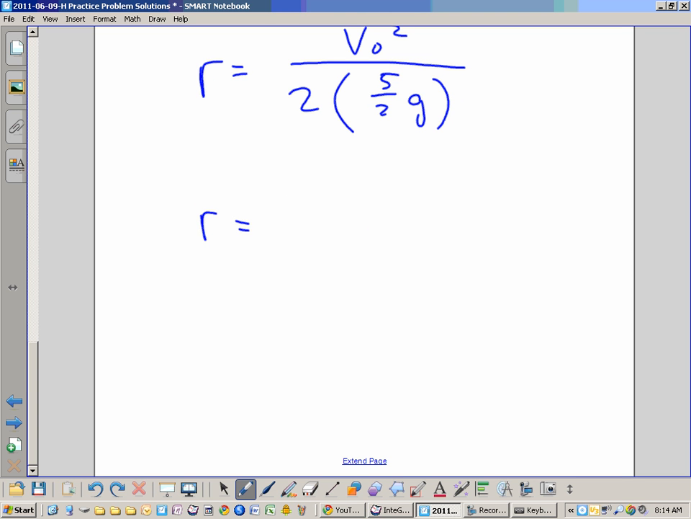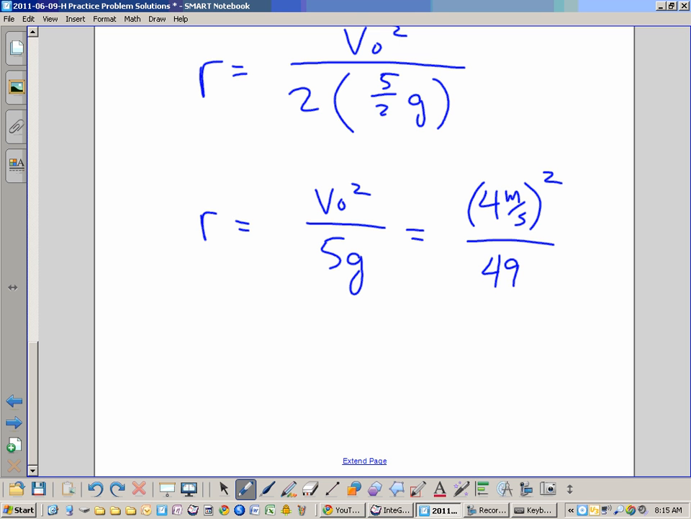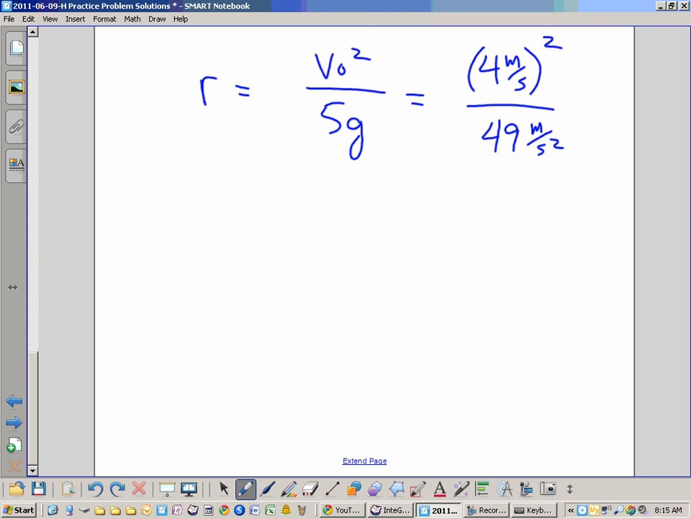So r is equal to v naught squared over 5g. How about that? So what are we given? v naught was 4 meters per second. 4 meters per second, entire quantity squared, divided by 5g, which is 49 meters per second squared. So we get 16 over 49. r is equal to 16 meters squared per second squared divided by 49 meters per second squared.